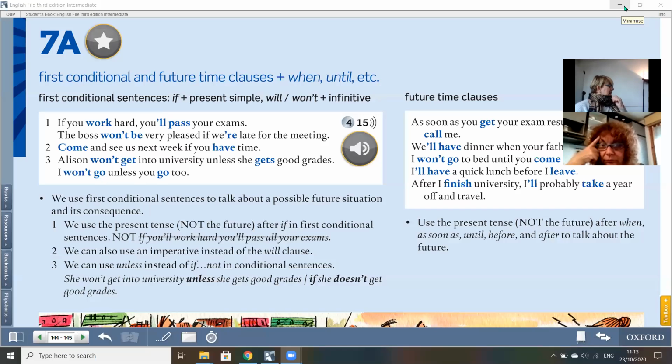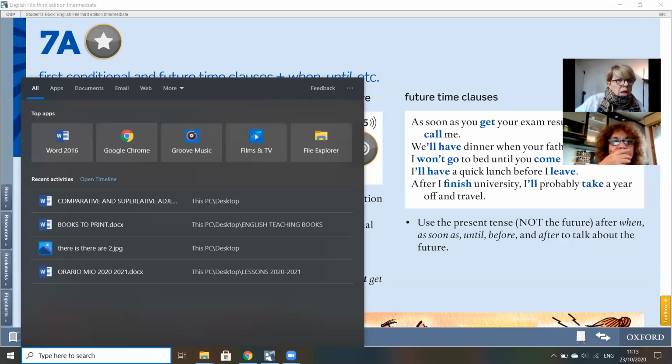Are you there, Anna? Yes. Okay, so I'm just sharing the screen again. Actually, I do share the screen totally, so anything I'm going to do, you're going to watch it. So let's start to make a revision of all the conditionals. Okay, so we start with a... Yes, that's the old book.